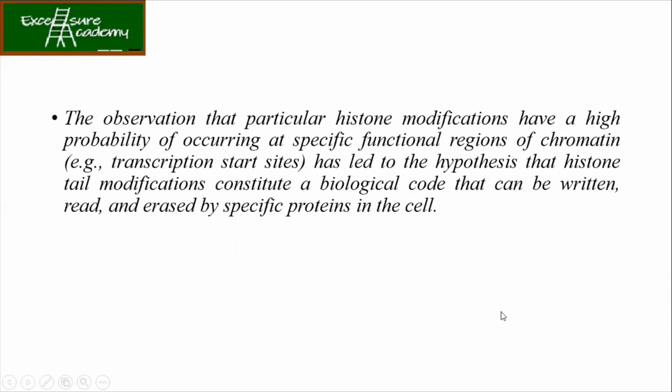ठीक है. So these observations, that particular histone modifications have a high probability of occurring at specific functional regions of chromatin, have led to the hypothesis that histone tail modifications constitute a biological code that can be written, read and erased by specific proteins in the cell. तो इससे हमें क्या पता चला है, these are the modifications. They are so specific with respect to each histone protein of the histone octamer, the core proteins, that it is well encrypted.